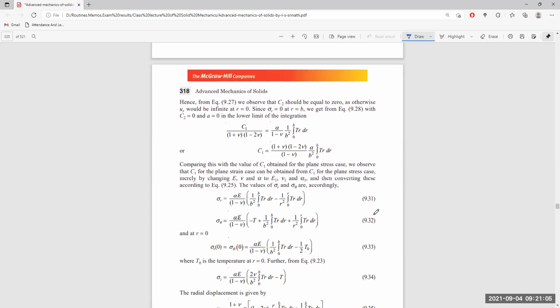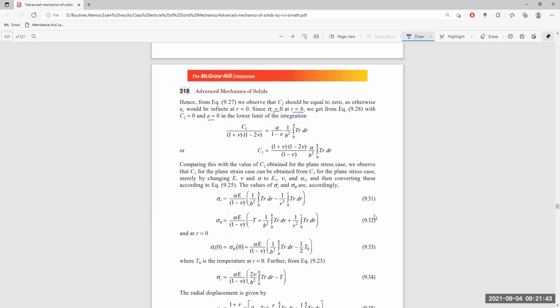Now, sigma r at the radius r equal to b is equal to 0, and then we get equation 28. C2 is equal to 0, and a is equal to 0 is the lower limit of the integration. So there is no hole here, only the external radius, and we are saying that there is no stress induced at the outermost radius of the cylinder itself. And as C2 is equal to 0 and a is equal to 0, there is no hole inside, so the lower limit of the integration will be like this.